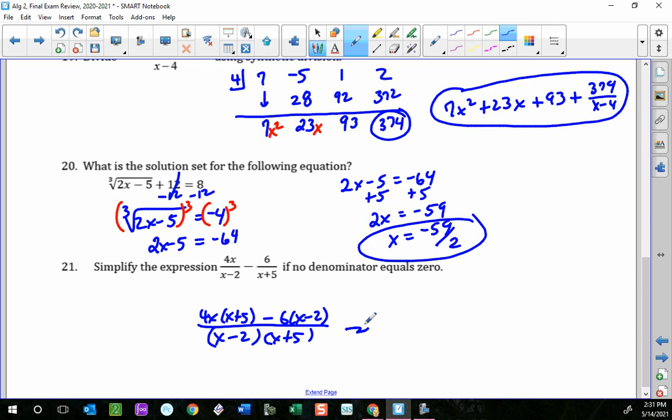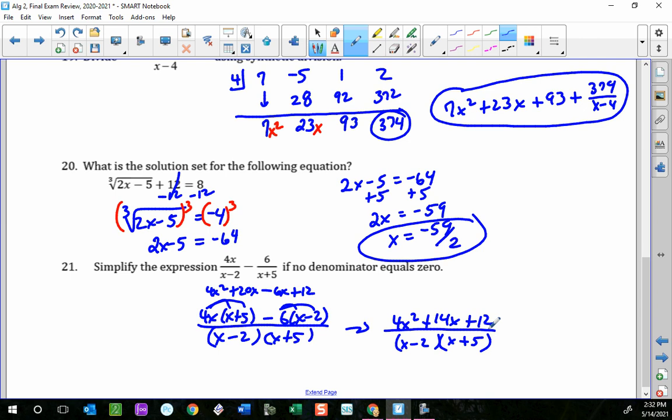And we work that out. So this becomes 4x squared. This becomes plus 20x. This becomes negative 6x. And this becomes plus 12. So on top, on the numerator, I get 4x squared plus 14x plus 12. And in the denominator, you can just go ahead and leave those. x minus 2, x plus 5.